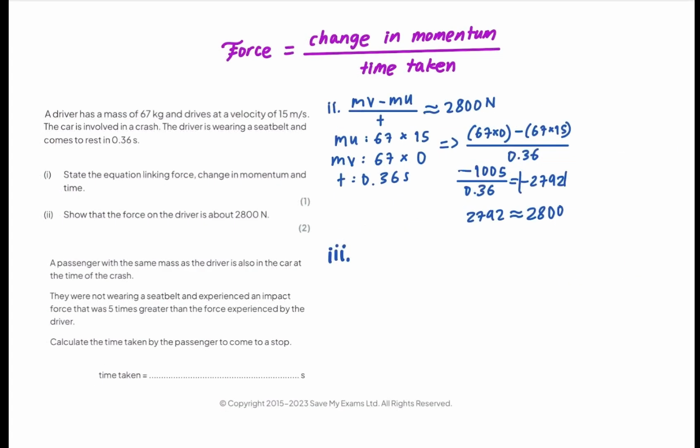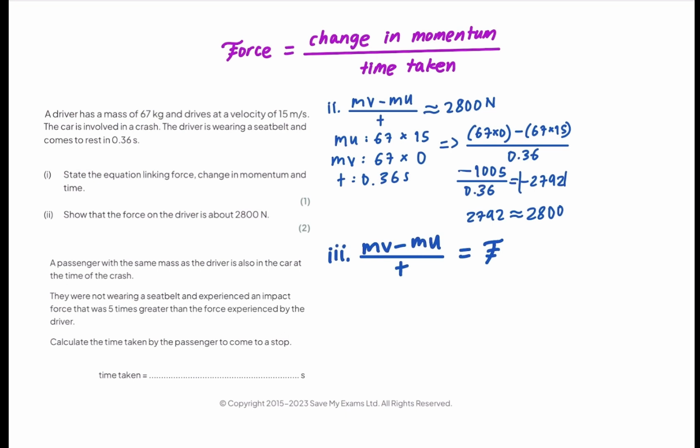Okay, so part 3 states that a passenger of the same mass as the driver is also in the car at the time of the crash. They were not wearing a seatbelt and experienced an impact force that was 5 times greater than the force experienced by the driver. So we need to calculate the time taken by the passenger to come to a stop. Okay, so again we can use mv minus mu, which is change in momentum, divided by time taken equals force equation. Okay, so at first we need to find the change in momentum of the passenger.